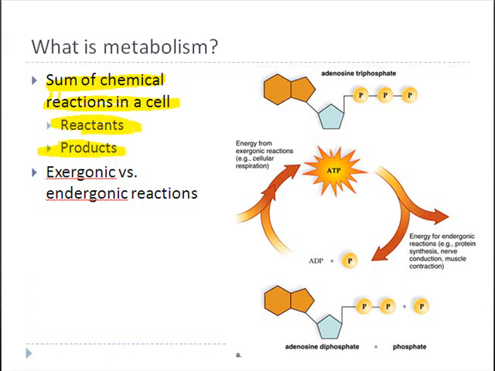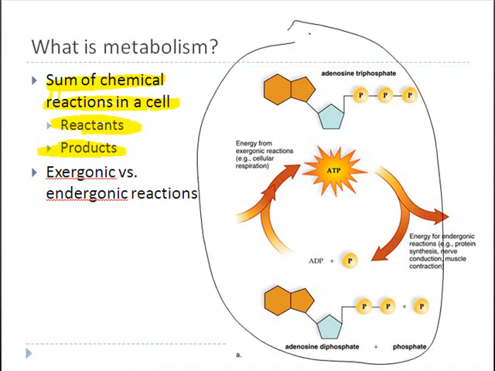So let me give you an example here. Cells very commonly utilize and create ATP all the time. So imagine if you've got a cell here, and inside of that cell are these molecules of ATP. You will remember that ATP is an example of a nucleotide. ATP stands for Adenosine Triphosphate.